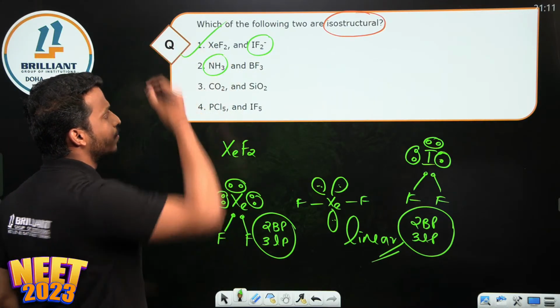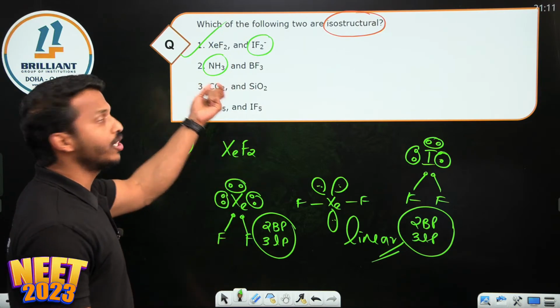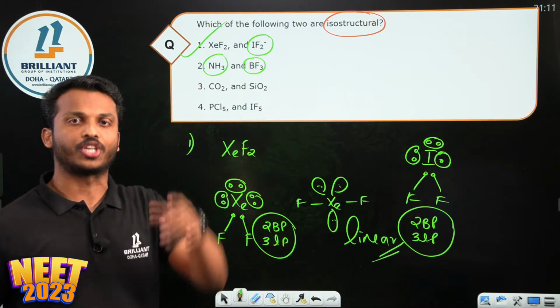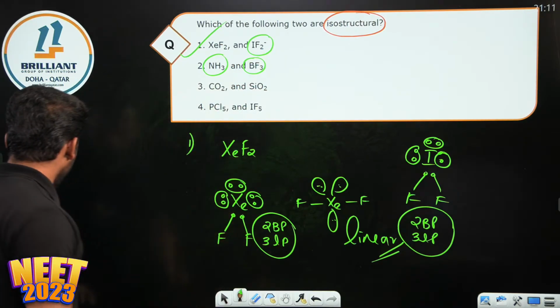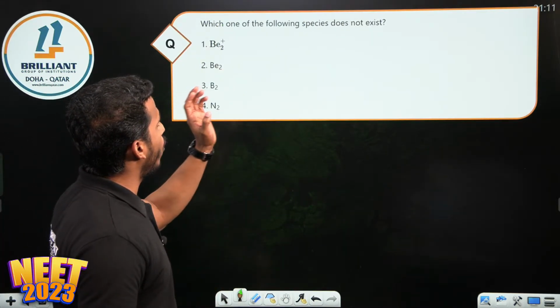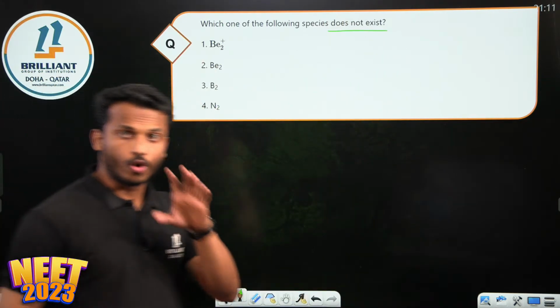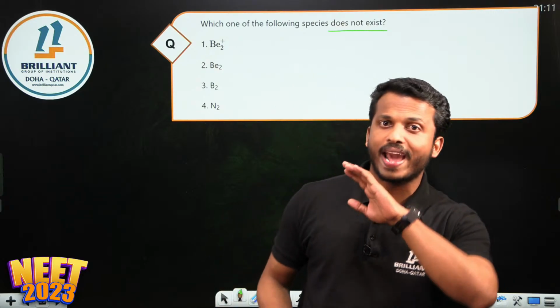NH3 has a trigonal pyramidal shape, whereas BF3 has a trigonal planar shape. All are different. Okay, next question: which one of the following species does not exist? Which one of the following molecules does not exist?